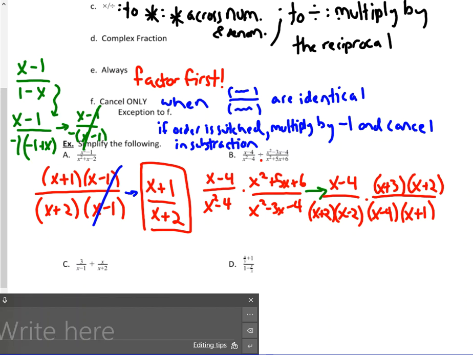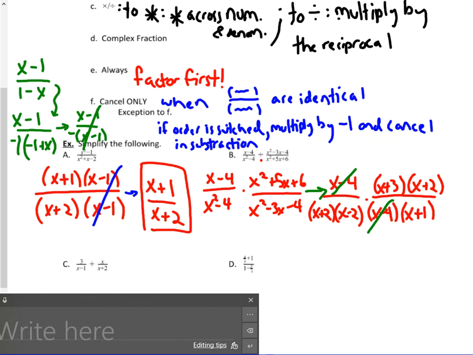Okay, so we factored all of these expressions. Now we just want to cancel out as much as we can to simplify it. So let's see, what do we see happening on both the numerator and the denominator? One thing are these x minus 4s. Bam, we can cancel those out. When we divide x minus 4 by x minus 4, it goes to 1.